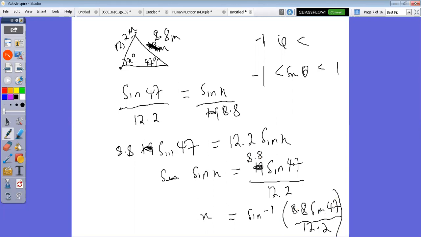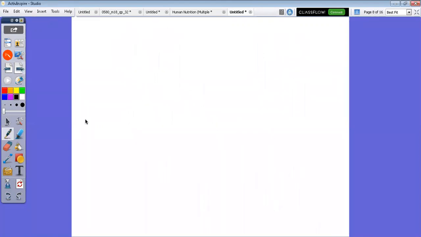So what answer do you get? 31.8. Okay. Because you have to be confident. Okay, 31.8 in terms of how you use that. Is that clear with everyone there?